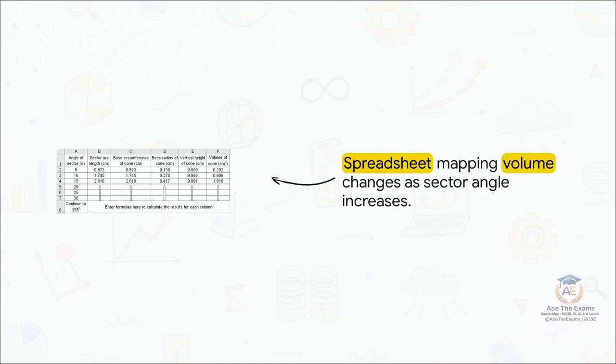Just look at how the numbers behave. At a tiny 5-degree angle, the volume is a minuscule 0.202 cubic centimeters. By the time we increase the angle to 15 degrees, the volume has already jumped to 1.816. The spreadsheet is doing all of the complex trigonometry and spatial geometry absolutely instantly.